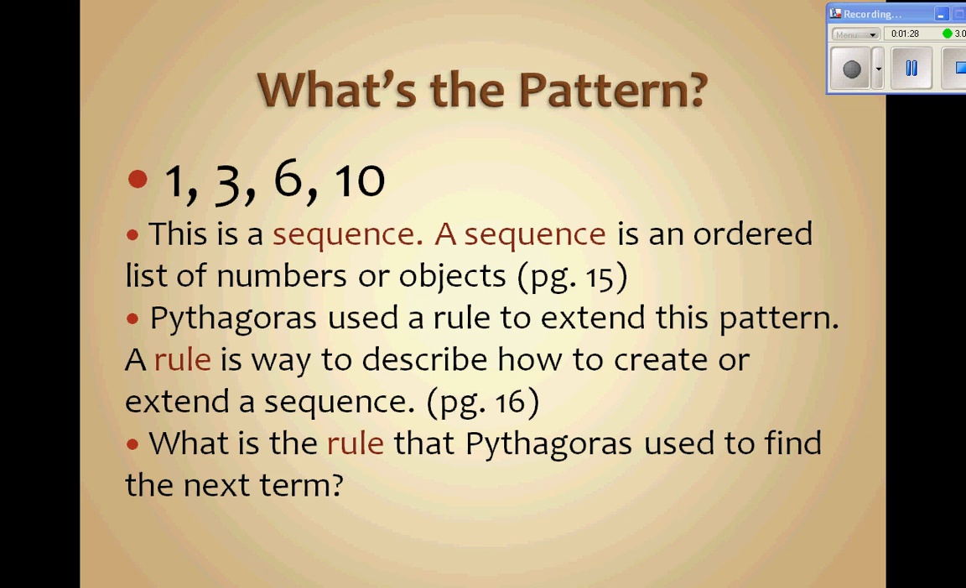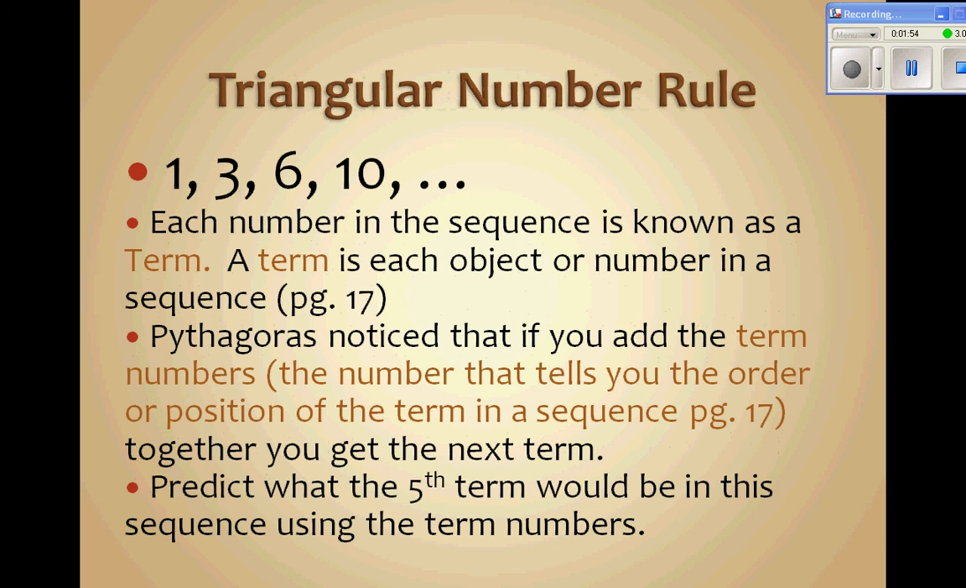Pythagoras used a rule to extend this pattern. A rule is a way to describe how to create or extend a sequence. This definition can be found on page 16 in your math book. So what is the rule that Pythagoras used to find the next term? Triangular number rules. Again, our sequence is 1, 3, 6, and 10.